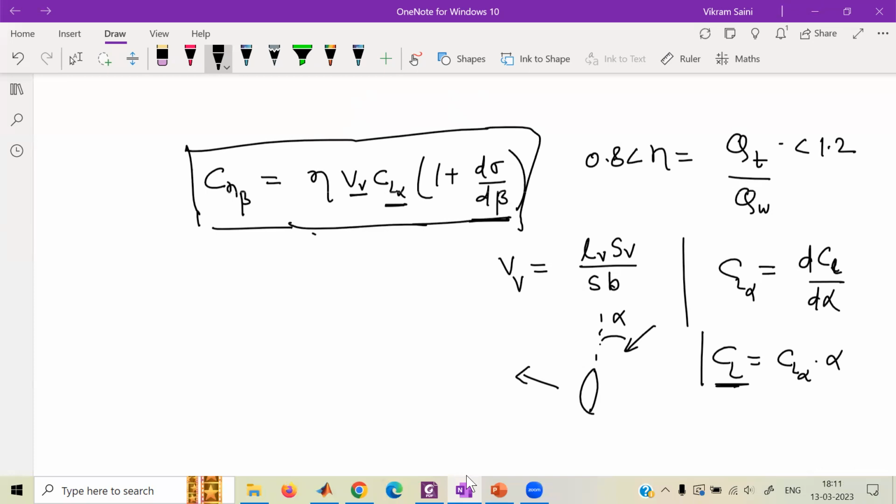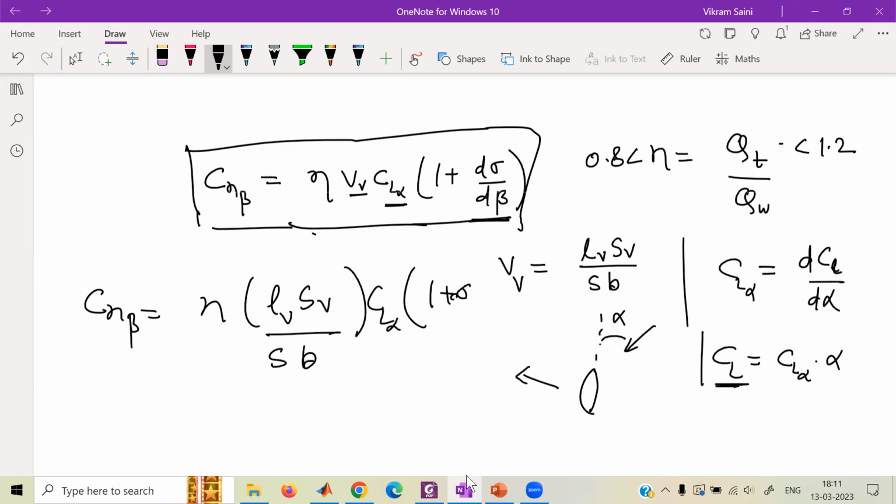Now the question is, let's write it more clearly in terms of things that we have seen so far. VV is nothing but LV SV over S times B, and CL alpha times 1 plus d sigma over d beta.